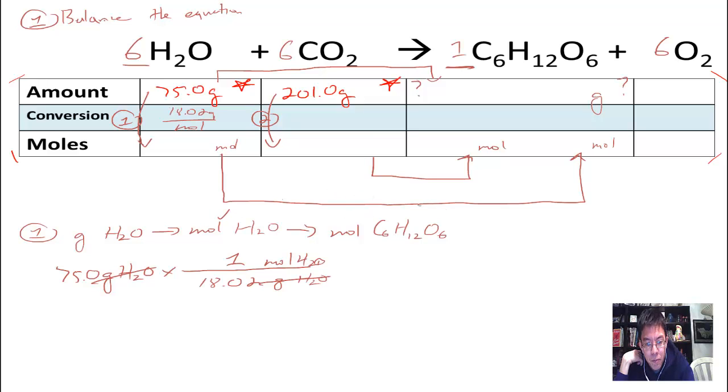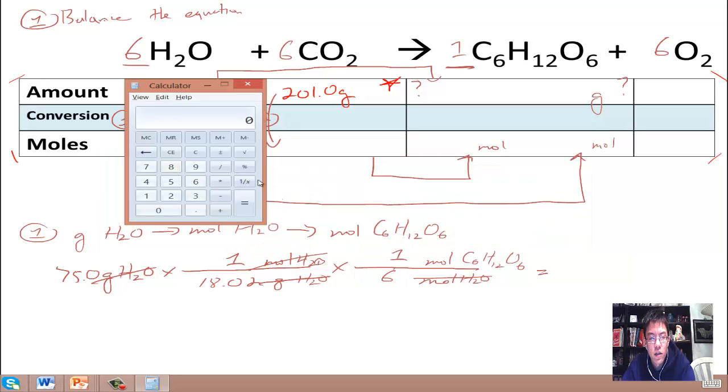I'm now at this step here, and now I want to convert to moles of C6H12O6. Well, I know I'm going to cancel my moles of H2O. I need to know in this many moles of H2O, how many moles of C6H12O6 do I have? And for this conversion, I want to look at my equation here because I know to create 1 of these C6H12O6 molecules, I need 6 H2O molecules. So in 1 mole of this, I need 6 moles of H2O, and I can calculate that, and that'll tell me the moles of C6H12O6 that I have. I'm going to pull up my handy dandy calculator.